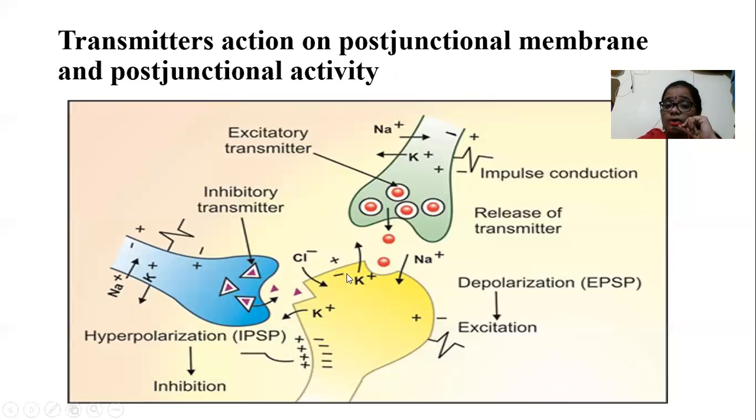Then efflux of potassium means there is a movement of ions from inside of the cell to outside of the cell. So in case an excitatory neurotransmitter binds with the postsynaptic neuron, that neurotransmitter will increase the permeability to cations. It increases the influx of sodium ions and efflux of potassium ions. So it may lead to depolarization, also known as EPSP, which is nothing but excitatory postsynaptic potential.